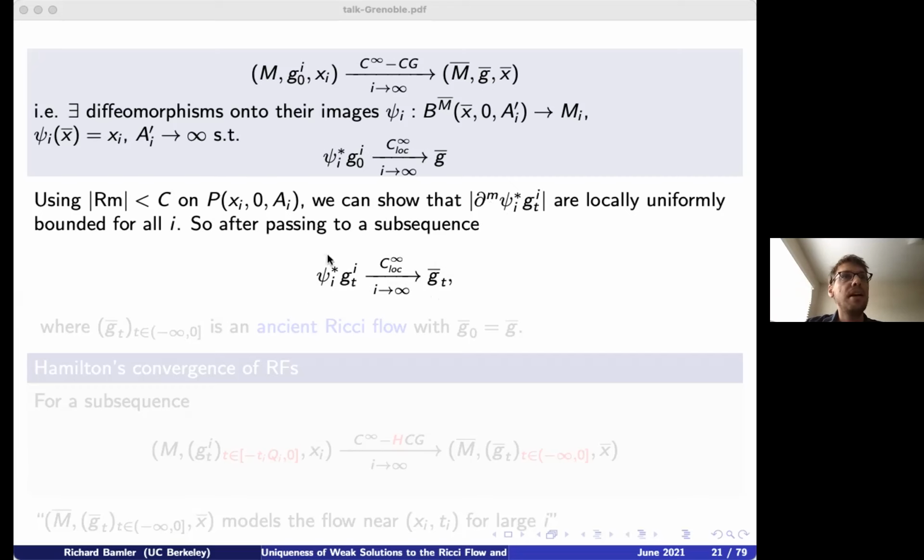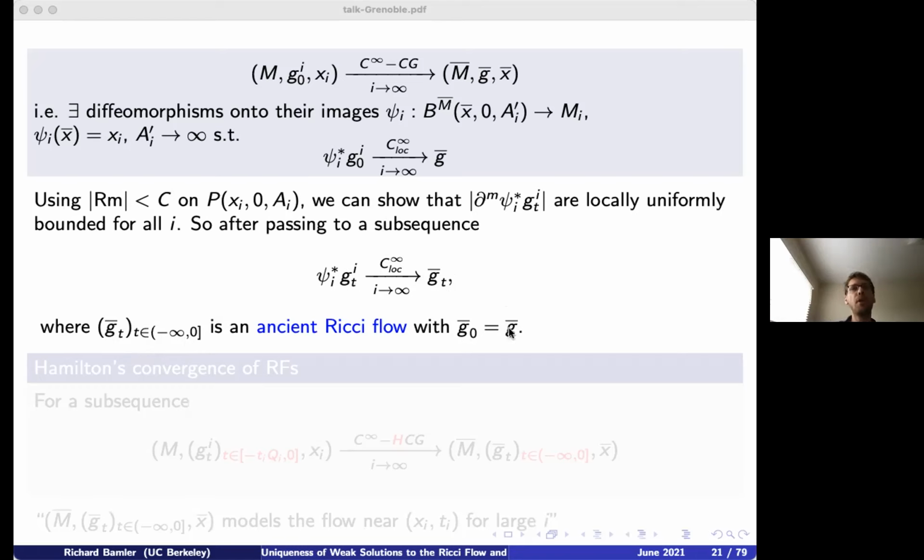If we pull back by these same diffeomorphisms, and recall they are fixed, they don't depend on time, then these converge locally uniformly to some Ricci flow g bar. Remember these flows are defined on larger and larger compact time intervals, so this limiting Ricci flow is defined for all non-positive times. So it's an ancient Ricci flow whose final time slice is equal to g bar.